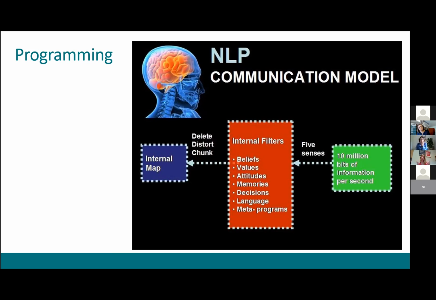You're not consciously processing that. Most of what's going on is unconscious. You're not really aware of it. It's coming in through those five senses, and there's a lot of filters going on there. So how you interpret and understand the information that comes in is all affected by these things that are going on: your beliefs, your values, your attitudes, your memories, your decisions, the language, and the programs that your brain runs.